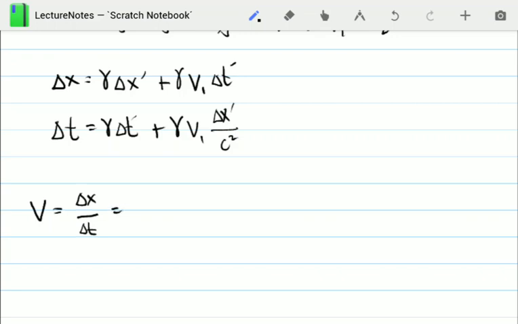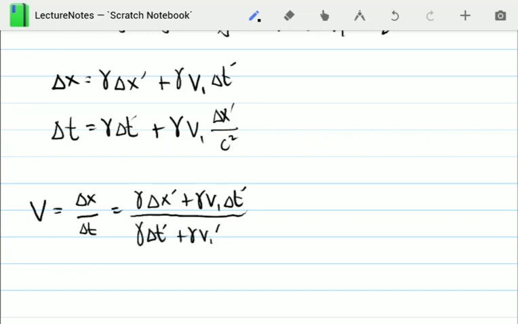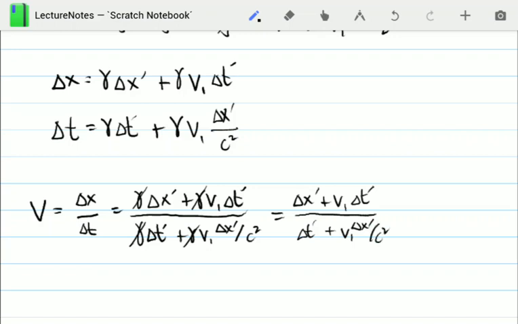If you use the Lorentz transformation, you're just dividing the transformation for delta x by the one for delta t, which has delta x prime over c squared. If you notice, all the gammas, the Lorentz factors, just cancel out. This gives you delta x prime plus v1 delta t prime over delta t prime plus v1 delta x prime over c squared.